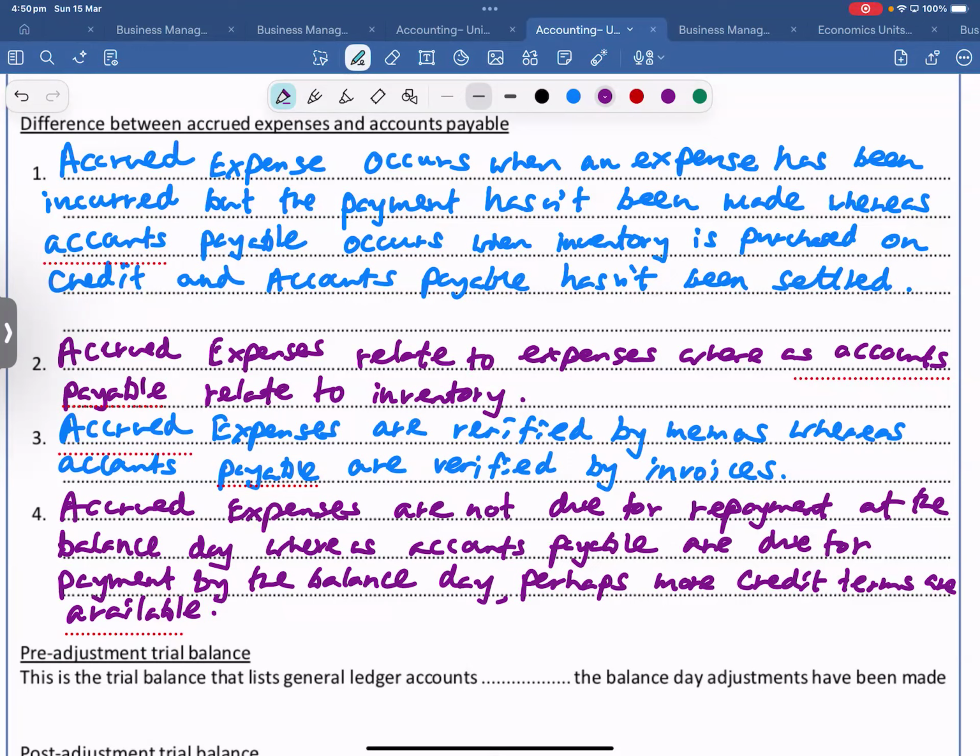Because let's say just before the balance day, they purchase inventory on credit. But there is more credit time available. So there is no hurry for the repayment, right? So that is what is meant by more credit terms available. Still there is some time available to settle the invoice, right?